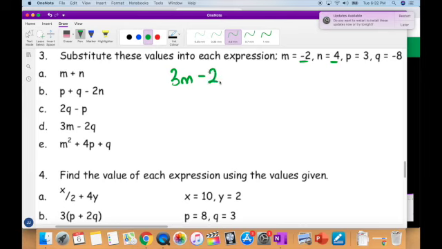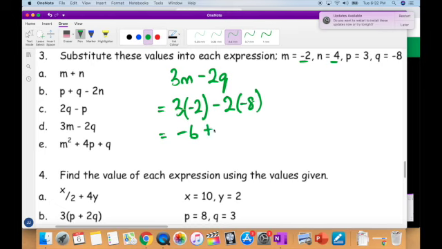3m minus 2q. Who come in? Come fast. 3 in brackets, negative 2. Minus 2 and then in brackets, negative 8. And this gives me 17. Alright, so 3 2s are negative 6. Now, negative 2, 8 2s are 16, but it'll be plus 16 because a negative times a negative is a positive. So 16 minus 6 is positive 10. That's where you got, Caitlin?